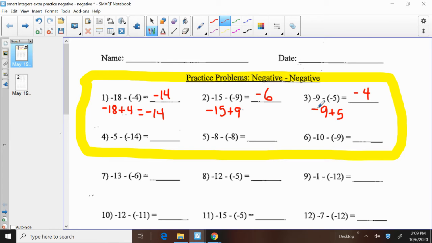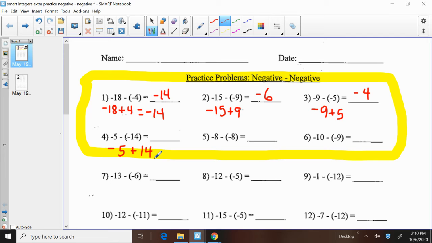Okay, or I could think of it again. What's larger, my negative or my positive? My negative is larger, so my answer is going to be negative. What's 9 minus 5? 4. So negative 4. So far we've seen when answers are negative. But we also said that sometimes we would have answers that are positive, and that's what we're going to see right here. So I have negative 5 minus negative 14. So minus a negative becomes a plus. So this would be like negative 5 plus 14.